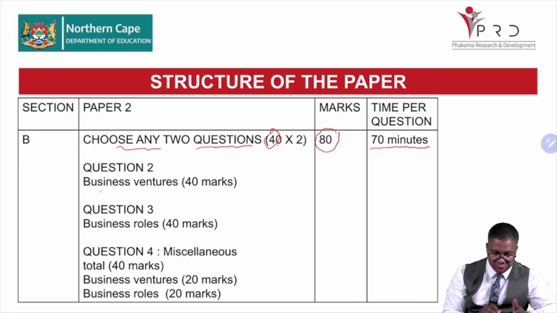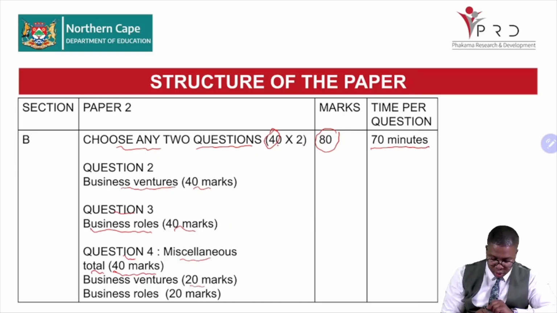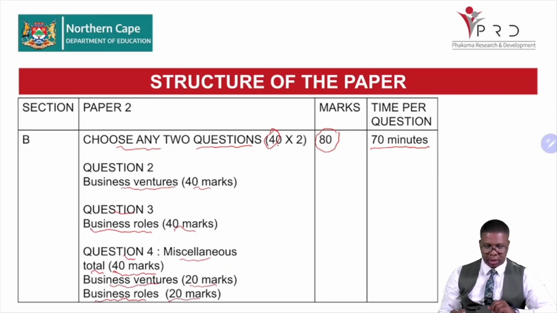In question 2, you'll have questions that will assess business venture subtopics for 40 marks. In question 3, you'll have questions that will assess business roles subtopics for 40 marks. Then question 4 will be our miscellaneous question, with a total of 40 marks. With miscellaneous, we are saying the combination of both business venture and business roles. Therefore, you're going to have 20 marks that will assess subtopics under business venture and 20 marks that will assess subtopics under business roles.